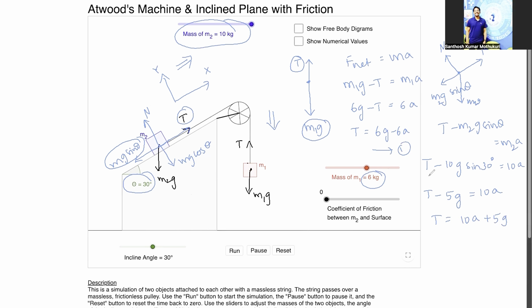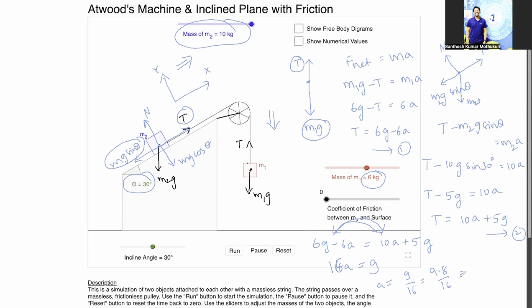The tension is the same because the same rope is moving across the entire system. So I'm equating equation 1 and equation 2 in order to find out tension. So let me equate 6g minus 6a is equal to 10a plus 5g. When you take 6a to this side and 5g to the other side, 6g minus 5g is going to be g. So a is g by 16, 9.81 by 16.